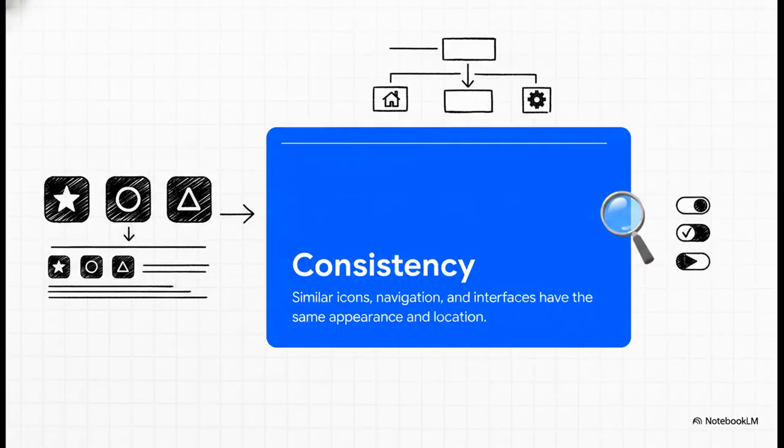All right, principle 5 is consistency. And this one is really about respecting your time. Good design dictates that similar icons, navigation schemes, and interfaces should maintain the exact same appearance and location. Basically, you shouldn't be forced to relearn an app's interface every single time you jump to a new screen.